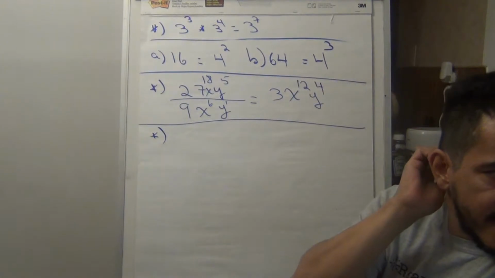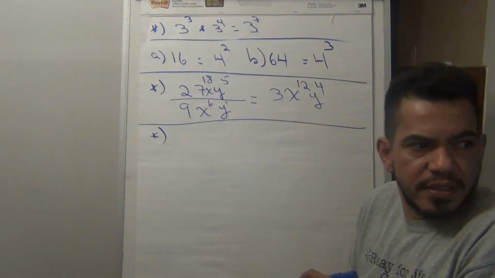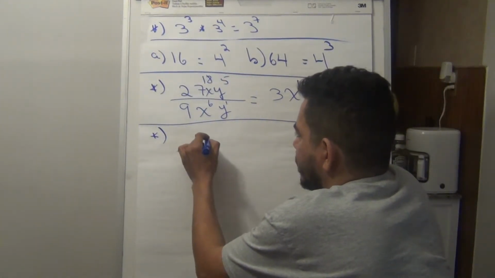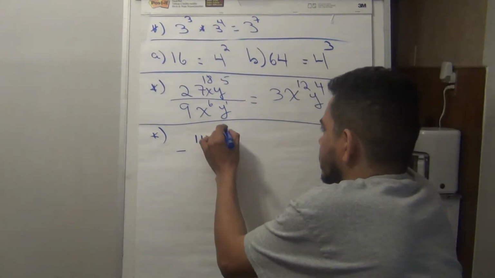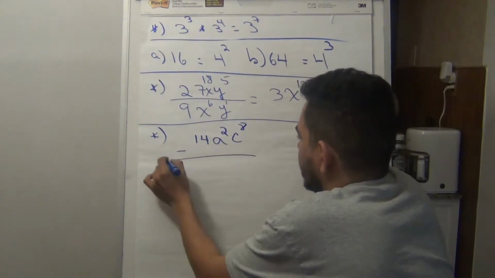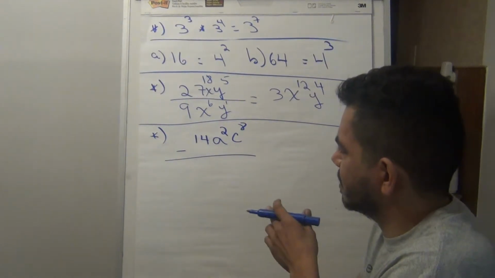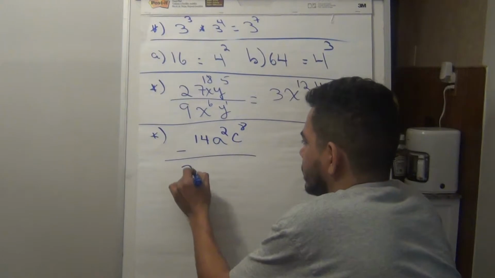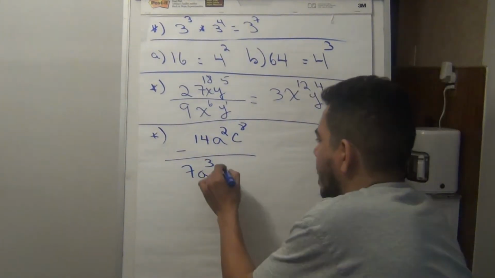Okay, next one. Negative 14a to the 2nd, c to the 8th, divided by 7a to the 3rd, c to the 2nd.